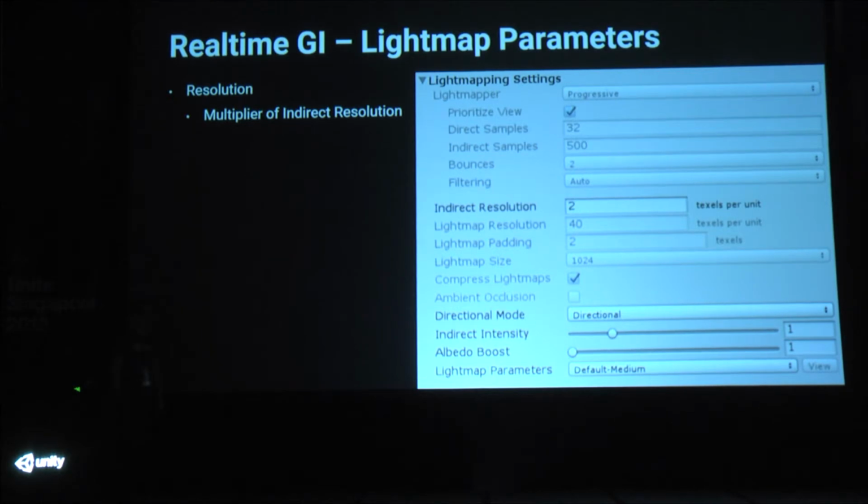Resolution. This is basically just a multiplier of your indirect resolution. Let's say you set your indirect resolution to 2, right? 2 texels per unit. And in your Lightmap parameters, if you set this resolution to 0.5, then you're doing 0.5 multiplied by 2, you get 1. So your final texels per unit is actually 1. So this is a multiplier.